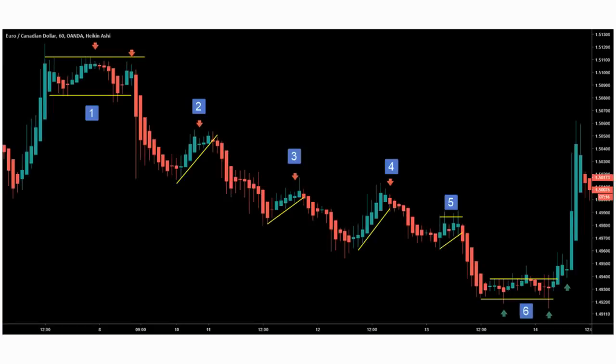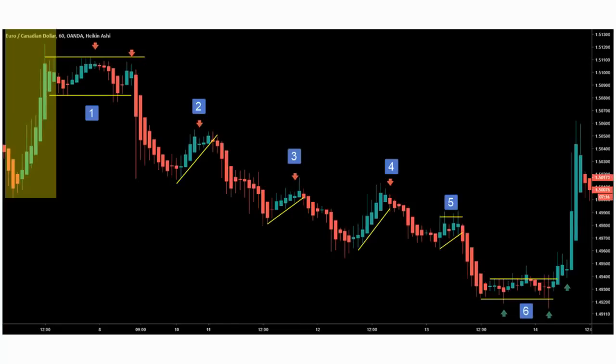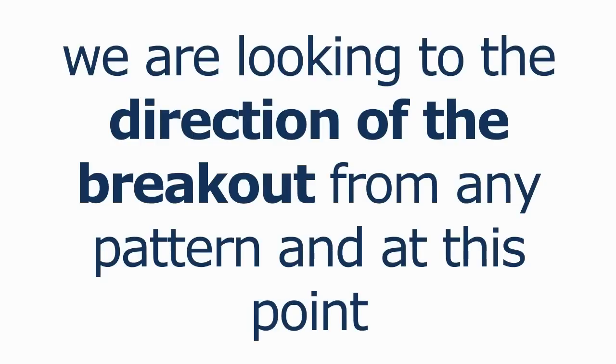So here we have a chart of a 1 hour EUR/CAD Forex chart. Now you can go lower with other instruments, but I prefer 1 hour charts for intraday Forex trading. It's because of the noise. Now setting up the context, we can see on the left side a strong push to the upside and a range forms, and there's a lot of inside candles. So remember, we're looking to the direction of the breakout from any pattern. And at this point, a downside break could mean the beginning of a downtrend.